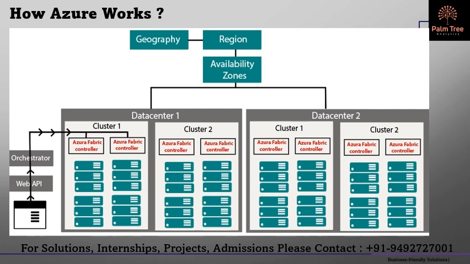Combinations of racks form a cluster. We have multiple clusters within a data center, and we can have multiple data centers within an availability zone, multiple availability zones within a region, and multiple regions within a geography. Geography is a discrete market, typically containing two or more regions, that preserves data residency and compliance boundaries.